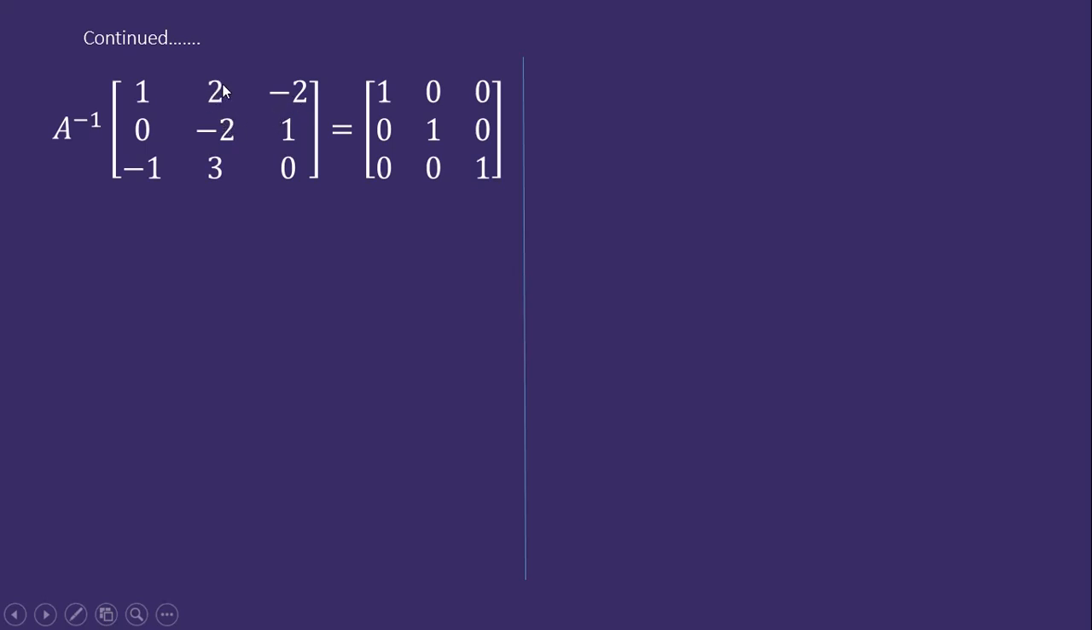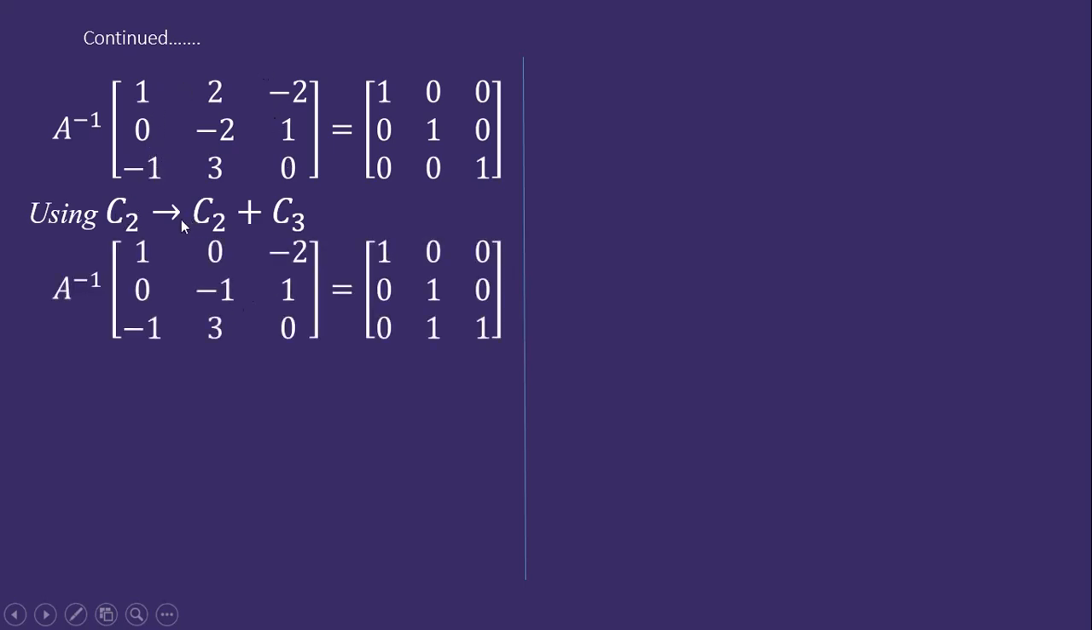So we apply this transformation C2 plus C3. So transformation due to the second column and it is C2 plus C3. We are applying transformation on the second column, so we keep the first and third column as it is. So first column as it is, 2 minus 2 0, minus 2 plus 1 minus 1, 3 plus 0 3. This third column as it is. Same transformation on our edges.